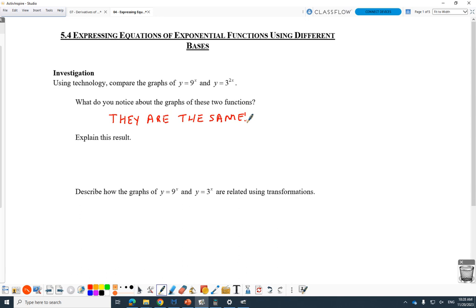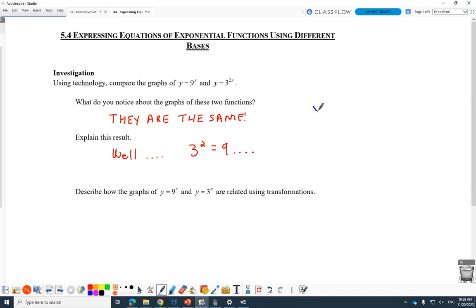Explain this result. Well, does anyone want to try and explain why 9 and 3 squared are the same? 3 squared equals 9. And that might not totally explain it, but it sort of looks at it. So here's me doing the work over here. I'll switch to blue, here's me actually doing the work to prove it.